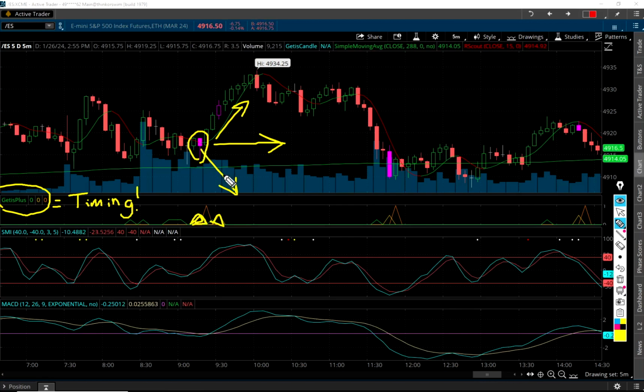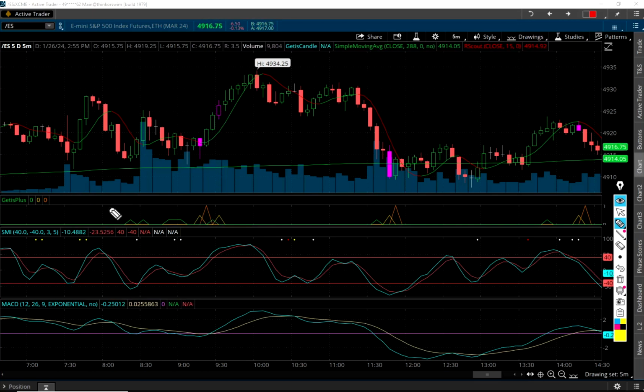It's saying, I think there's going to be a trade here soon. Be aware that I believe the GetisPlus Indicator is saying there's an opportunity for taking a trade. The timing is either right now or very soon. That's what that's saying. That's all it does. Timing.